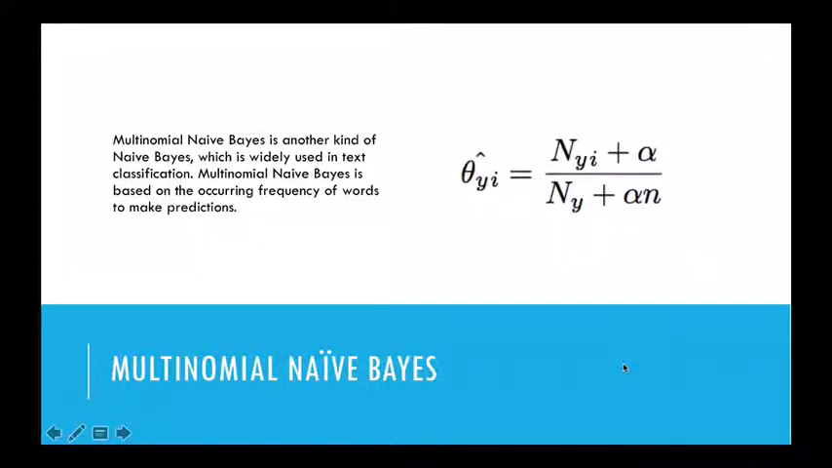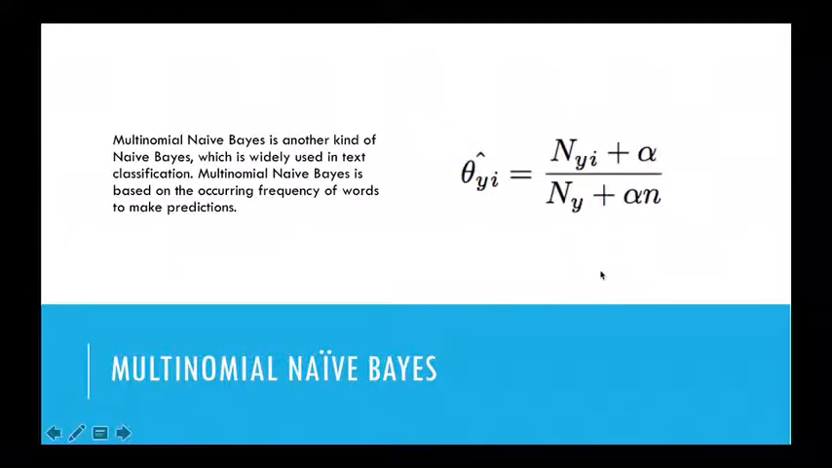The second method I used is called multinomial naive Bayes. Multinomial naive Bayes is another kind of naive Bayes, which is widely used in the text classification. Multinomial naive Bayes is based on the occurring frequency of words to make predictions. And the formula is shown here.